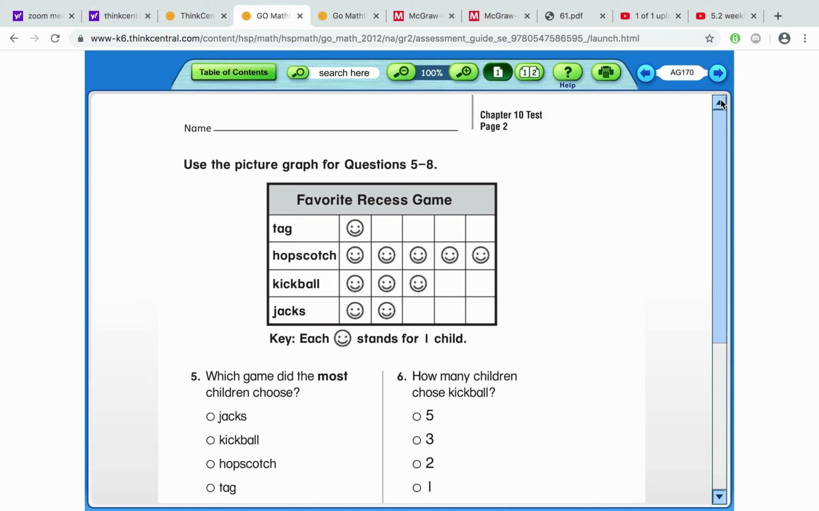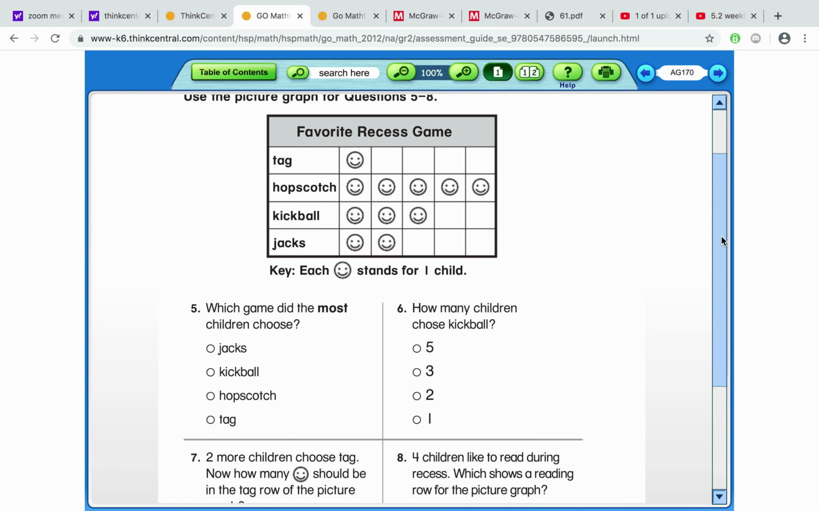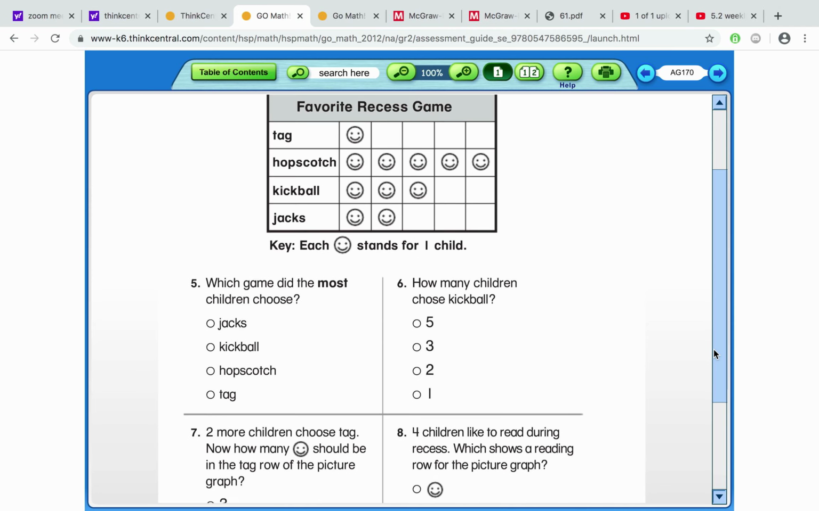The key is each smiley face stands for one child. So all these are going to refer to that picture graph right there. For number 5, which game did the most children choose? The most, the biggest amount. So you're going to go up here and see where the most smiley faces are and fill in the bubble next to the correct answer. Number 6, how many children chose kickball? You're going to go up to kickball, count them, and fill in the bubble next to the correct answer.